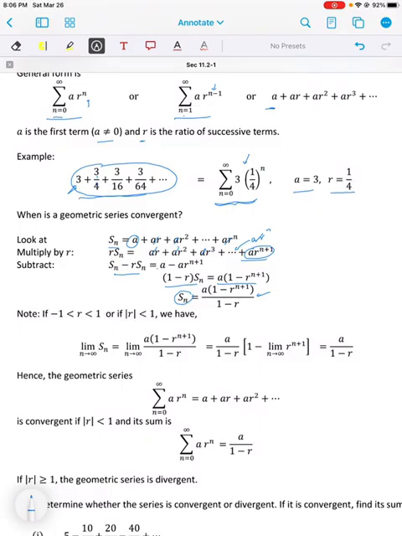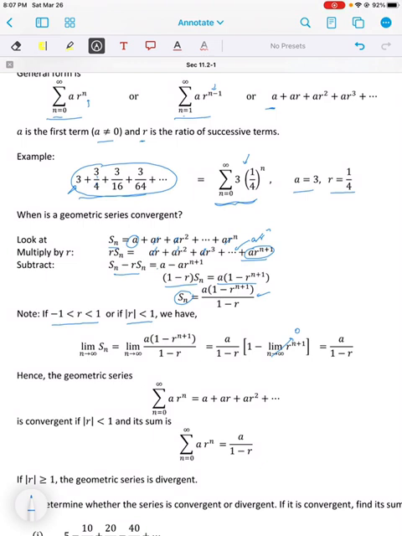Now if our r is between -1 and 1, which can also be written like this, the absolute value of r is less than 1, then the limit of S sub n as n goes to infinity, which I explained here, will become, so this thing will become 0.